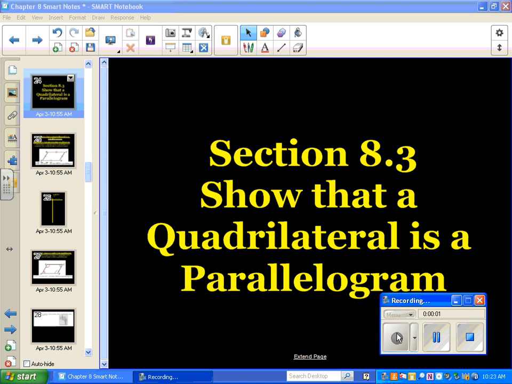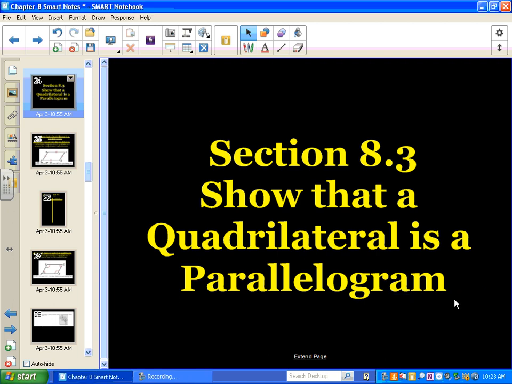Okay, we're going to start 8.3. Before we go into 8.3, though, I actually want to go back to 8.2 for 1 second. In 8.2, we started with defining a parallelogram. What is a parallelogram by definition? Kellen. Very good. A quadrilateral with opposite sides parallel.